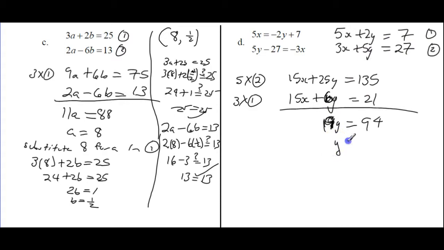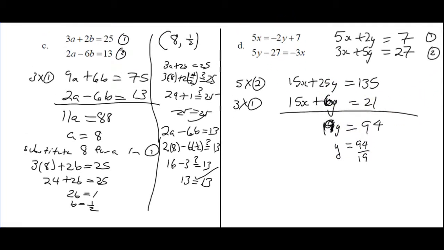Okay, so y is 94 over 19. Now, here's the thing. There is something else you can do here. Instead of plugging 94 over 19 into here, we can simply solve by elimination again. This time we'll eliminate the y's, and in order to do that we're going to multiply 1 by 5 and 2 by 2.